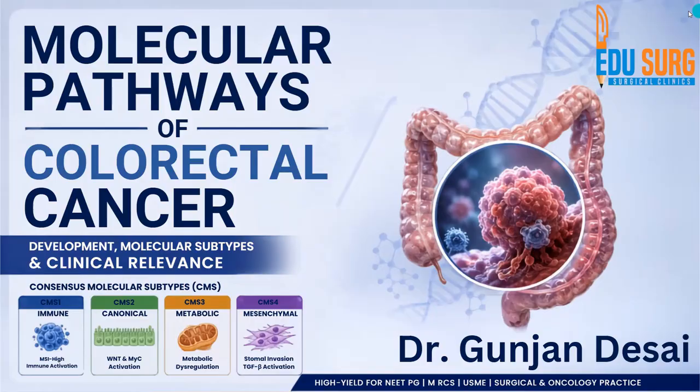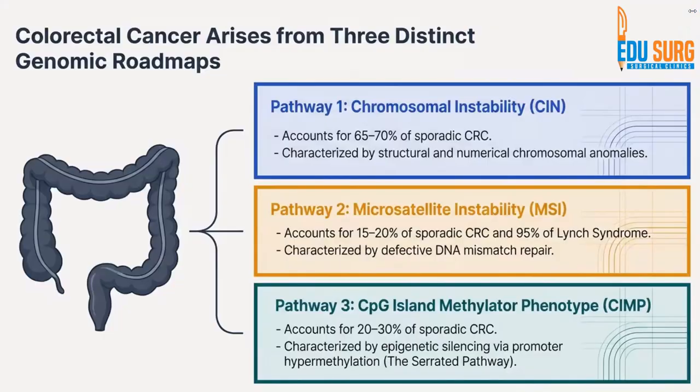So, as we all know, colorectal cancer arises from basically three different pathways. One is the chromosomal instability pathway or the CIN pathway. And if you have heard of FAP or familial adenomatous polyposis, then that is through this pathway. It accounts for 65 to 70% of sporadic CRC, and it is characterized by structural and numerical chromosomal anomalies.